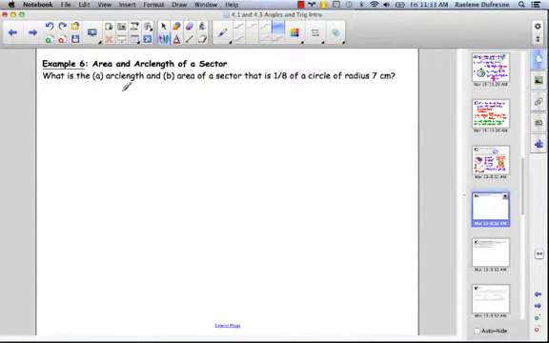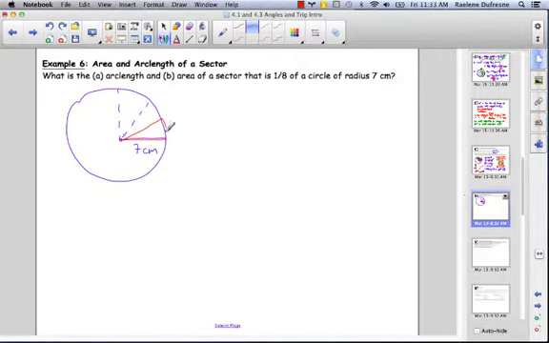So we want to find the arc length and the area of a sector that is 1/8 of a circle with radius 7 centimeters. So we have a 7 centimeter radius circle, and we want to go 1/8 of the way around. And so our sector is this size piece. We want to find the arc length S, and we want to find the area A of the slice.